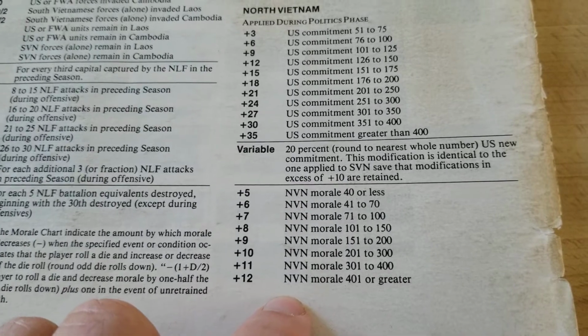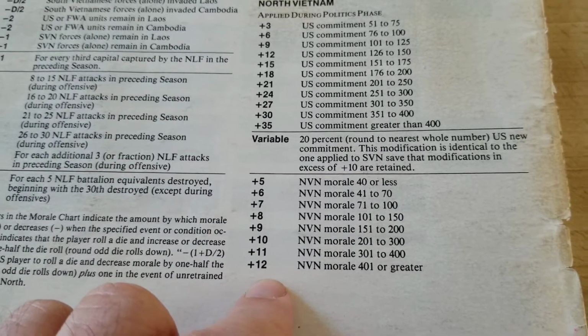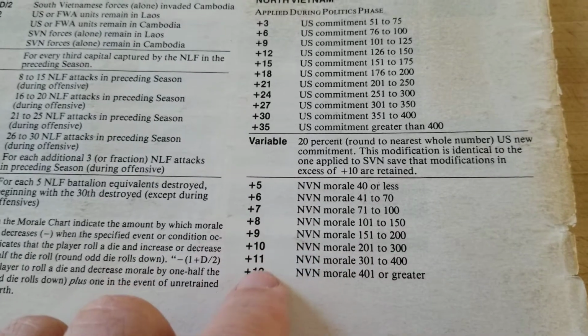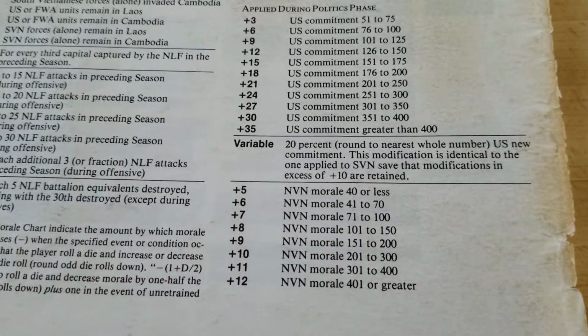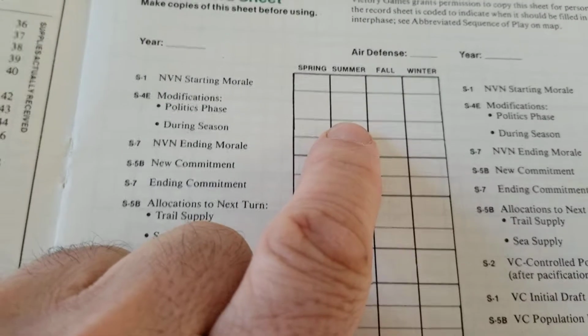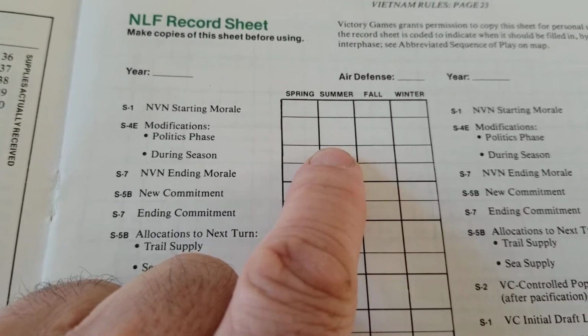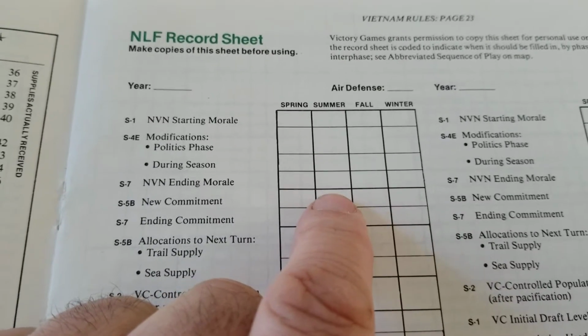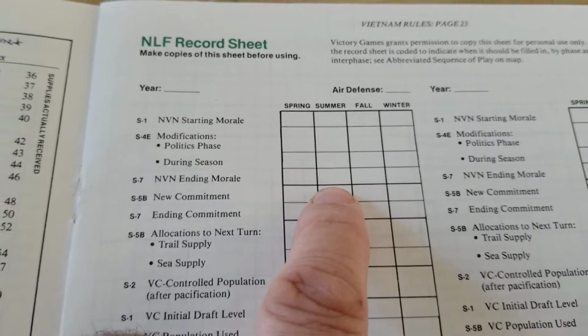And the current North Vietnamese morale also pulls itself up. So the higher North Vietnamese morale goes, the faster it goes up. So that modification during the politics phase is recorded here. So you take the starting morale and changes during the politics phase to come up with an ending morale for the summer.